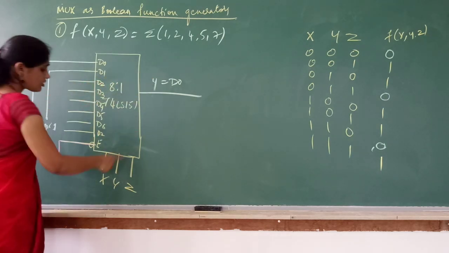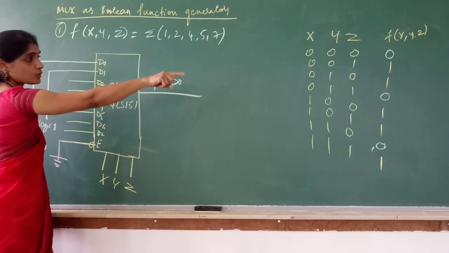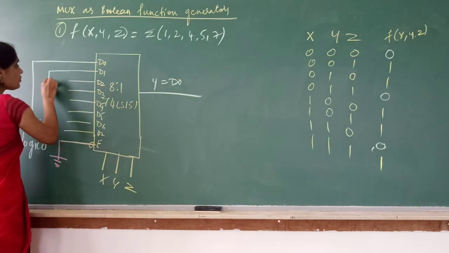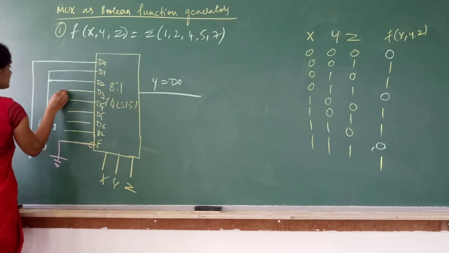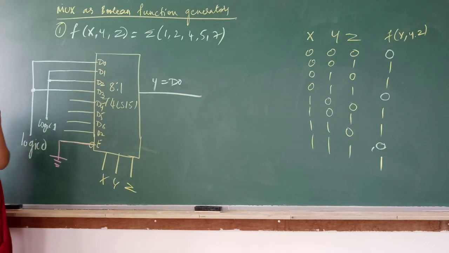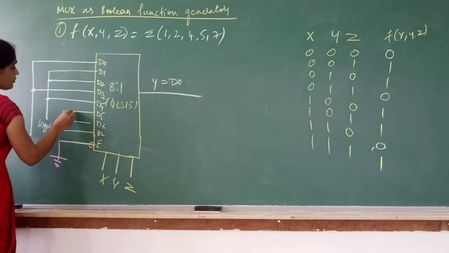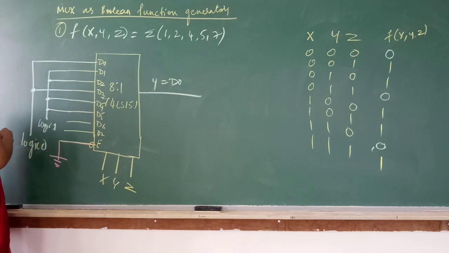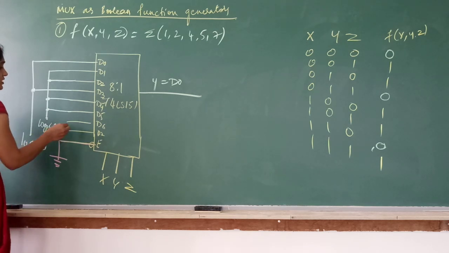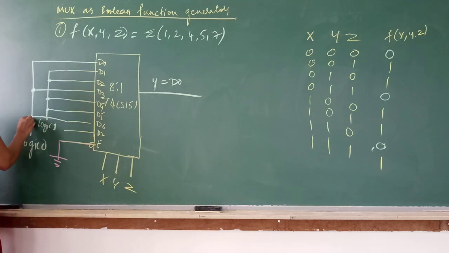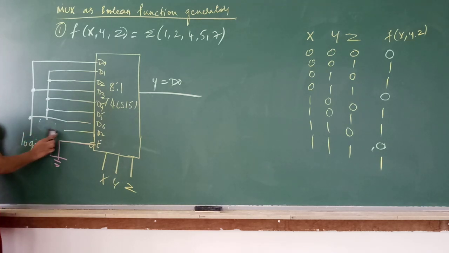Next 0, 1, 0. D2 will be selected. And what is the output you expect? 1. So connect D2 to 1. D3, 0. So connect D3 to 0. D4, 1. Connect D4 to 1. D5, 1. Connect D5 to 1. D6 is 0. So connect D6 to 0. D7 is 1. So connect D7 to 1.